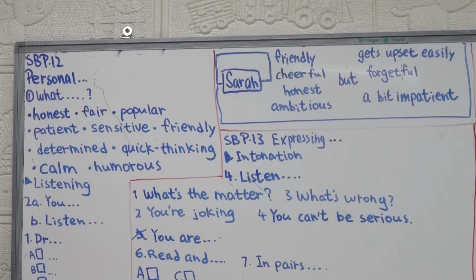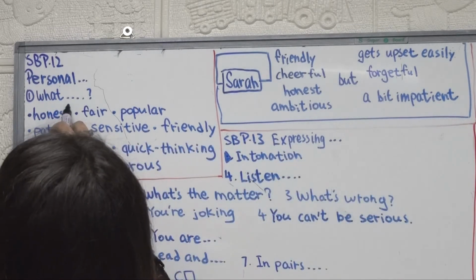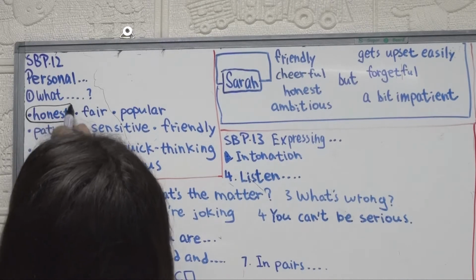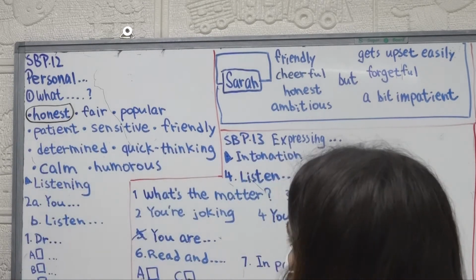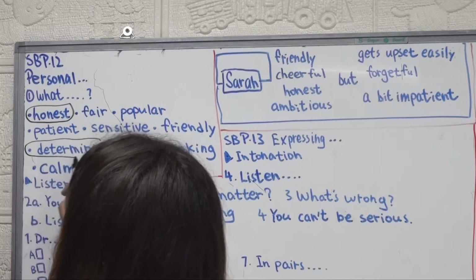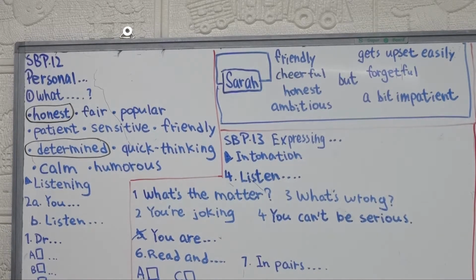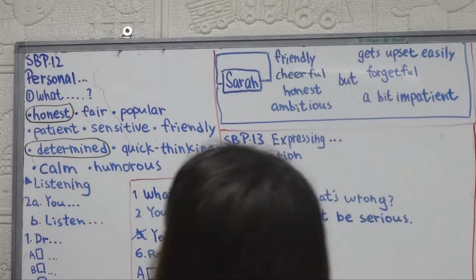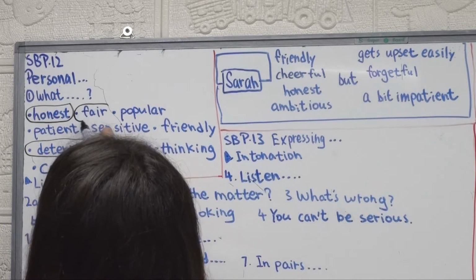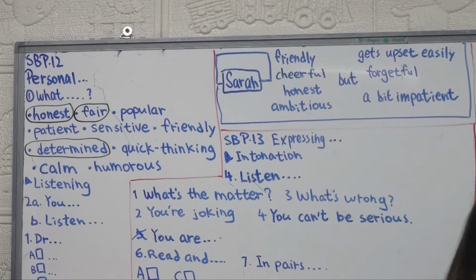Alright, so this is your decision. Which one you circle? For example, I circle honest. For example, I circle determined, who makes firm decisions, of course. And quick thinking, not really. Let's say fair. Positive qualities, as you wish, okay? So these are the personal qualities.